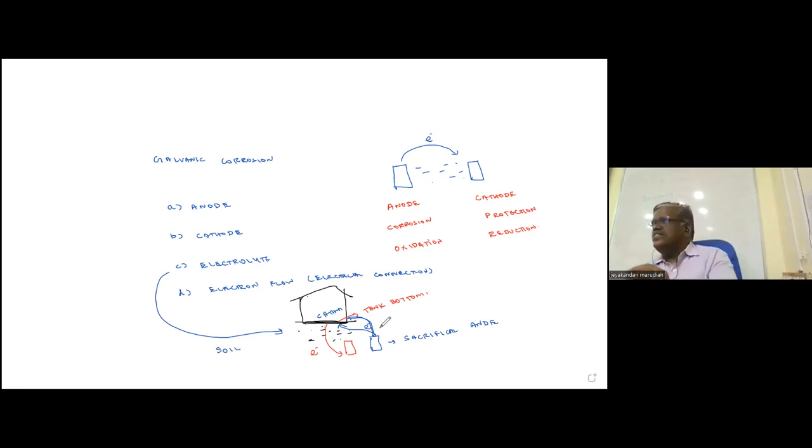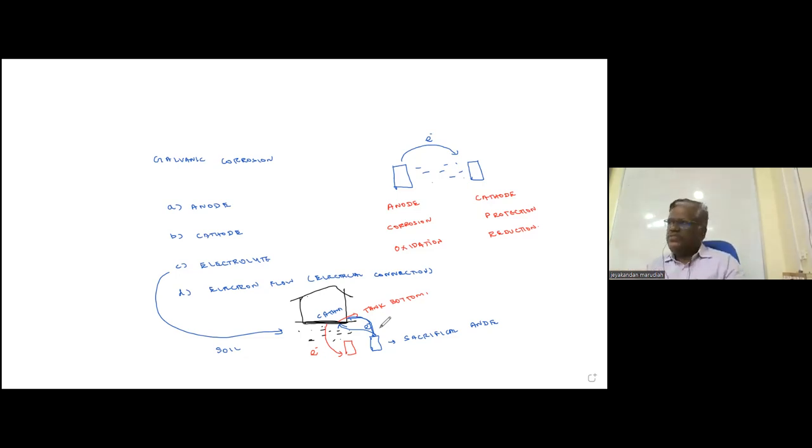This arrangement is only suitable for small tanks, because there is no external current. We are not passing any current. It is a natural electron flow. We are just putting some circuit closing wire. That's all. It is natural. There is no external source. This arrangement works effectively for smaller tanks as well as low resistivity soil. Suppose the soil resistivity is more, the electron flow will not happen.